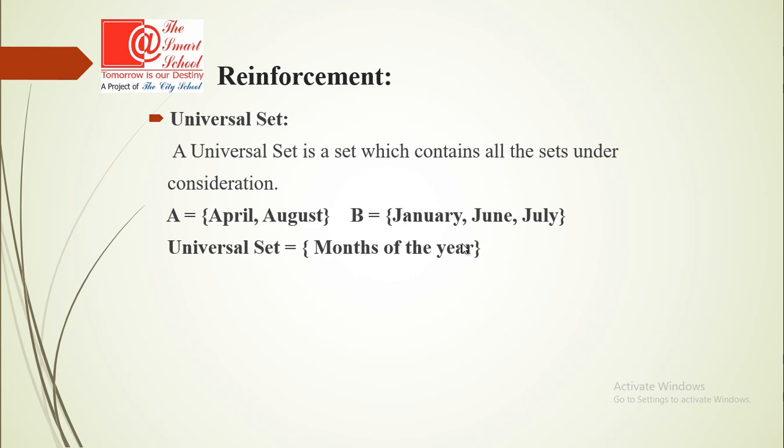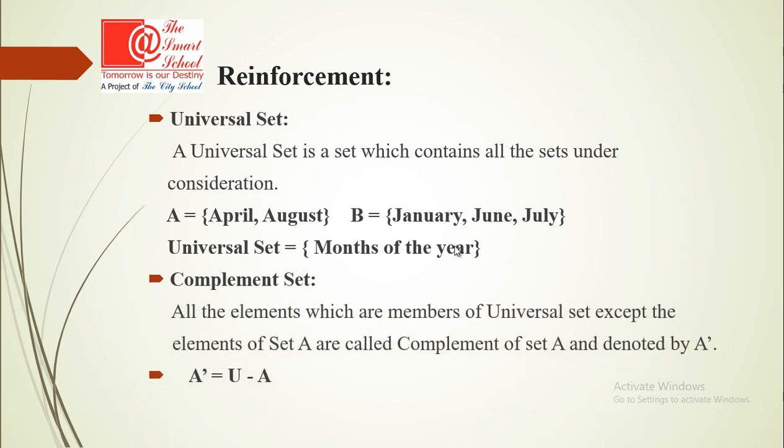Yes, most of you know this, smart people, that we will be using this in our next topic. Yes, now another thing, complement set. Now who remembers this? Yes, good. So the complement set: all the elements which are members of the universal set except the elements of set A are called the complement of set A and denoted by A dash.